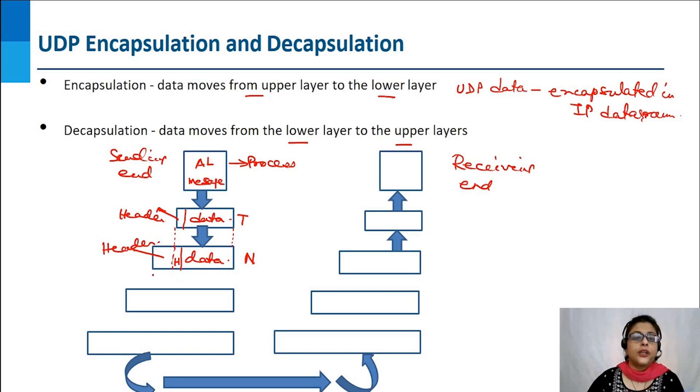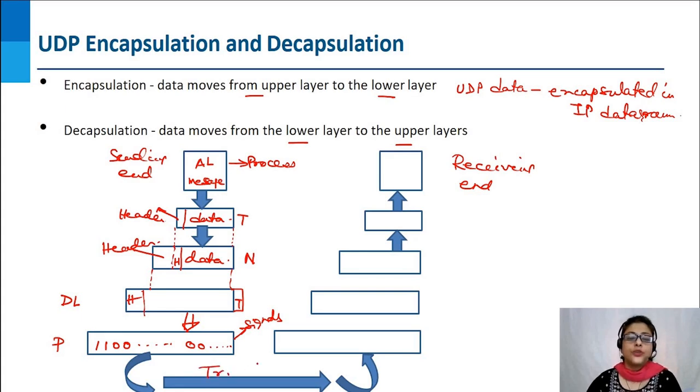Now, data from the network layer moves to the data link layer and it includes a header as well as a trailer. This then moves to the physical layer, which converts the data into bit streams and ultimately to signals. And this signal then moves to the transmission medium through the internet. So this is about encapsulation.